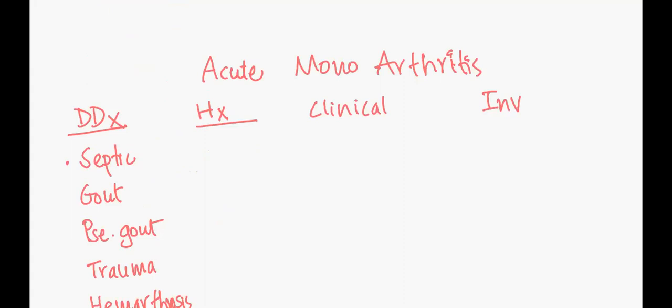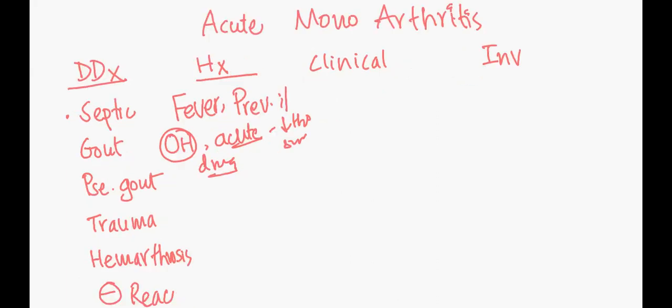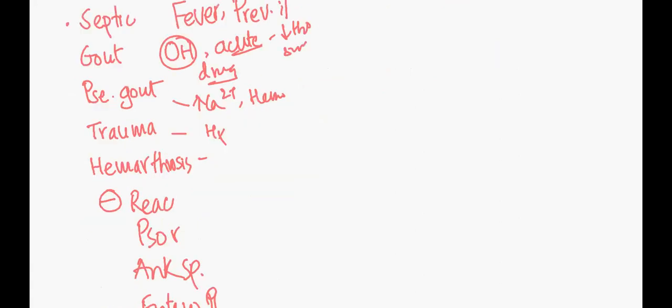So history. In case of septic arthritis, the main history will be a history of fever and history of any previous infection. For gout, there could be history of binge drinking, alcoholism, or any acute illness, such as dehydration or surgery, etc., or any precipitating drug that may cause hyperuricemia and gout, such as thiazide diuretics or loop diuretics. For pseudogout, there could be history of features of hypercalcemia or features of hemochromatosis. Trauma, there will be history of trauma. Hemarthrosis, that means there could be a history of any bleeding disorder, such as hemophilia.